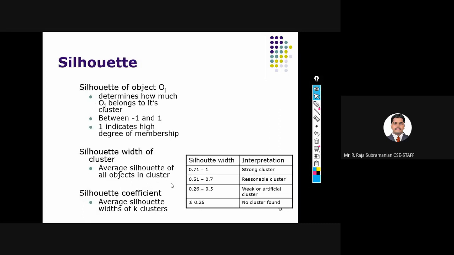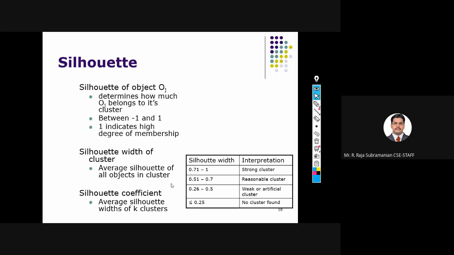For that, we make something called a parameter, the Silhouette coefficient. The Silhouette coefficient determines how much weightage there is for Oj to belong to a particular cluster. Because if there are Oj and Oi, in what percentage can I say that Oj and Oi can be in the same cluster? That is given by the Silhouette coefficient, which ranges between -1 and +1. One indicates a high degree of membership, and -1 denotes the opposite, that is, no, it cannot be in the same cluster.